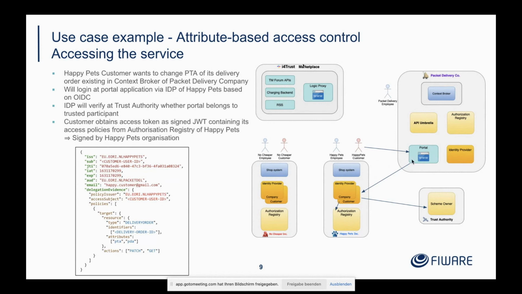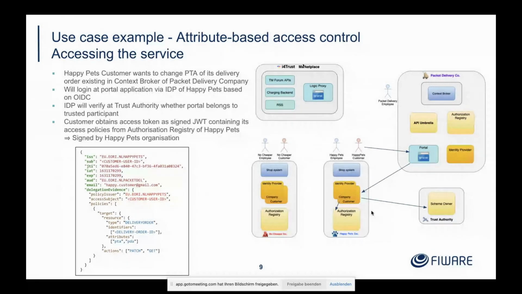So what he will do now is, there's a portal application also provided by this packet delivery company, so he opens up this web page and can log in using the IDP of the Happy Pets organization based on the OpenID Connect protocol. It's similar to having an option to log in using your Google or Facebook account. Now you can choose the IDP of Happy Pets for logging in. Of course, there's also again a verification against the trust authority, whether this portal application is a trusted participant of this data space.